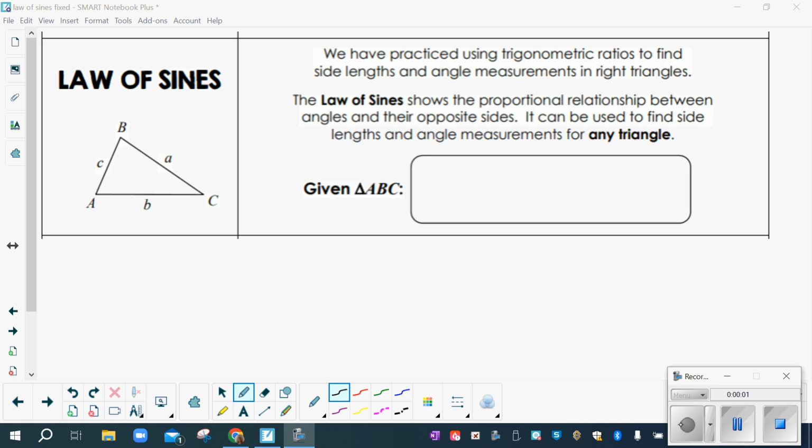Doing a law of science. You do not have to write all this stuff down. I'm going to tell you what you need to write down. The first thing you need to write down is this.